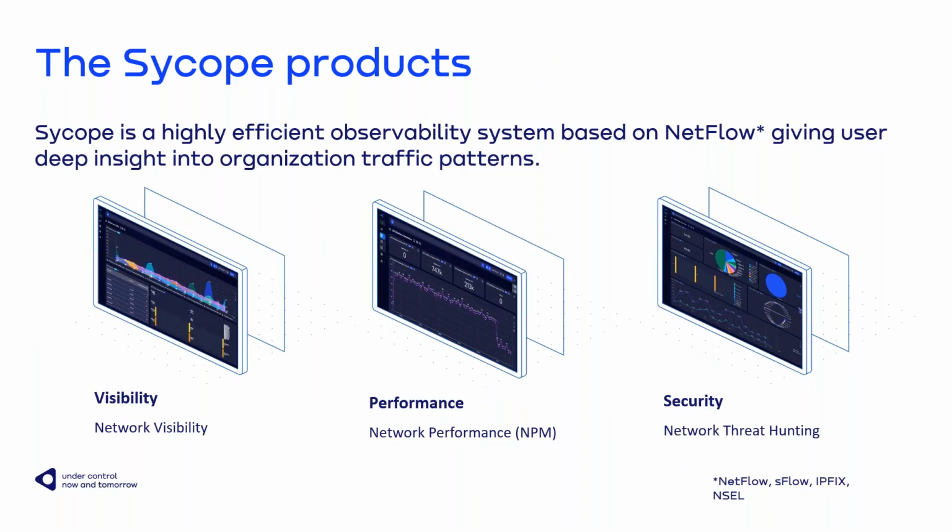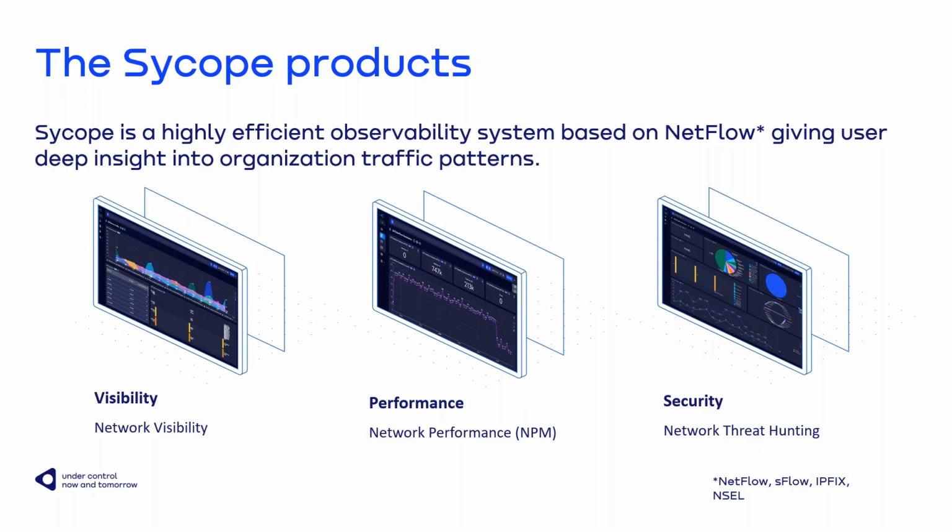In Sycope, we've got three modules. Visibility, which is the basic module for all our customers. In this module, you can see the basic and the most important information about the network communication. So, for example, who communicates with whom, how much data they exchanged, on which protocol, using which application, and stuff like this. We can present it as graphs or as raw data to analyze the data very precisely.